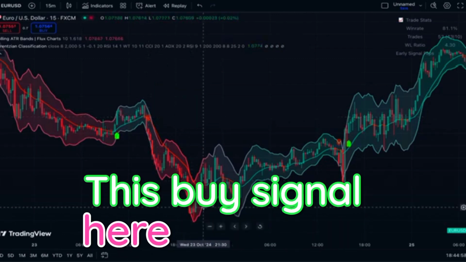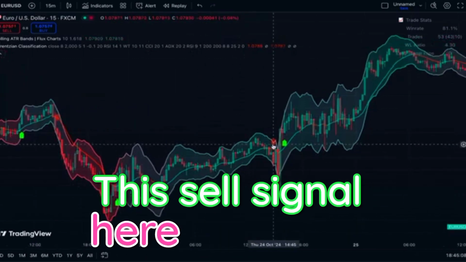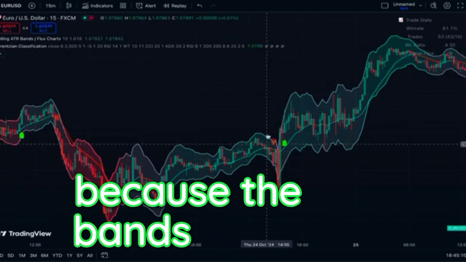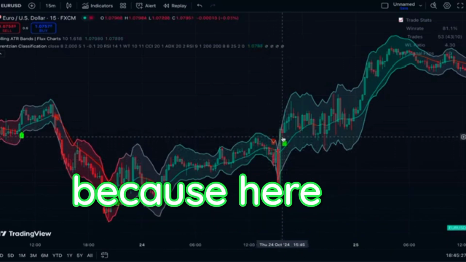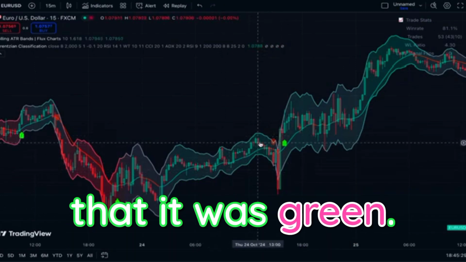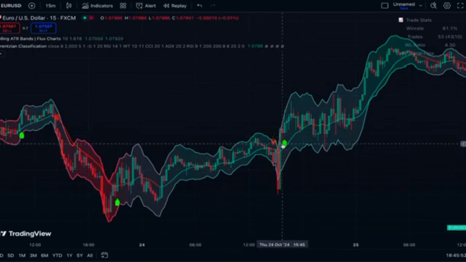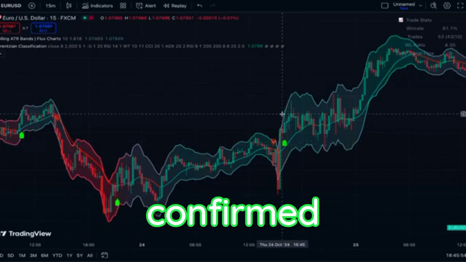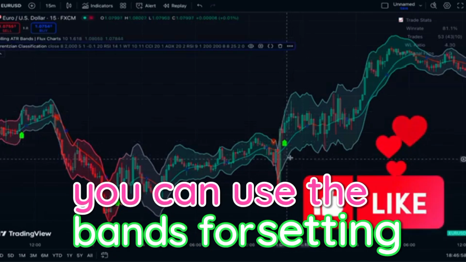This buy signal here is rejected because the bands are red. This sell signal here is also rejected because the bands are green. But this buy signal here is confirmed because here it's gray and before that it was green. So we are taking a signal probably at the end of the pullback, and this buy signal here is confirmed. And as I explained earlier, you can use the bands for setting stop losses.